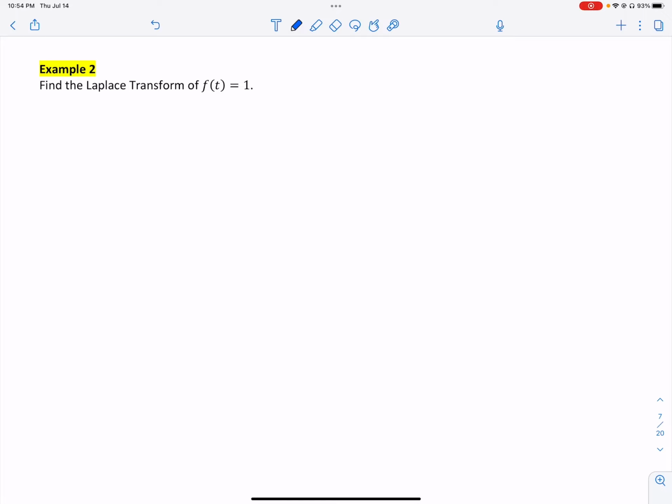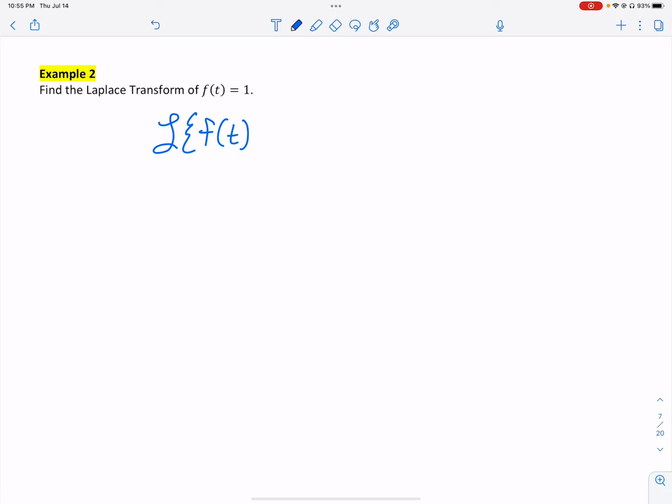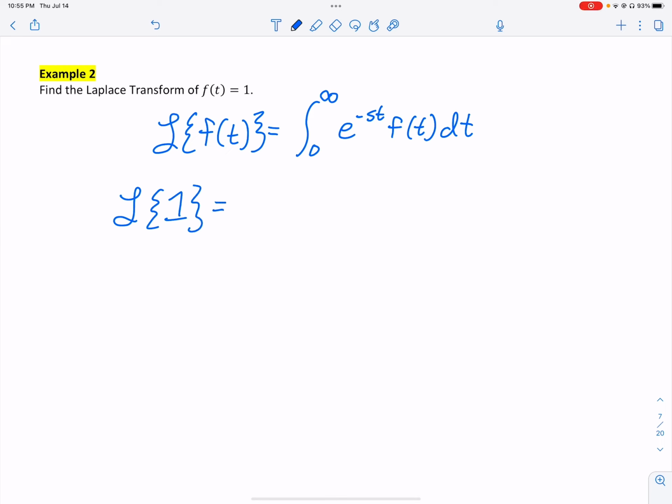This video will continue our discussion of the Laplace transform by defining several Laplace transformations of basic expressions. Okay, so the Laplace transform of f of t equals 1. I'm going to write down the definition real quick just in case you did not watch part 1 or you're reviewing. This is the integral from 0 to infinity of e to the negative st times f of t dt. That is the definition.